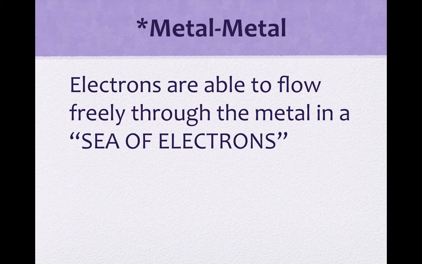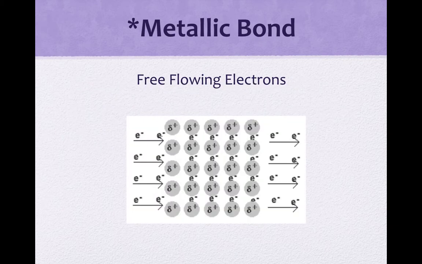Our last one is a metallic bond, which is between a metal and a metal. The electrons are able to flow freely through a metal in a sea of electrons. Okay, so this is your free-flowing electrons. It's a sea of electrons. We can see the electrons flowing through here. They just kind of work their way through.